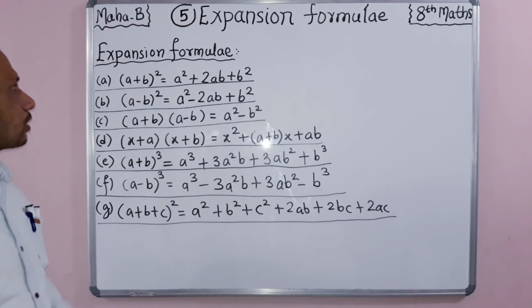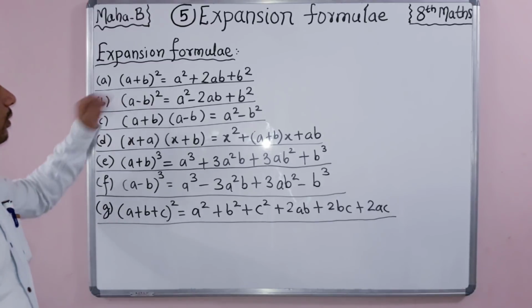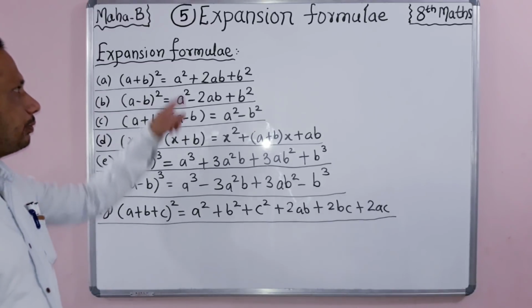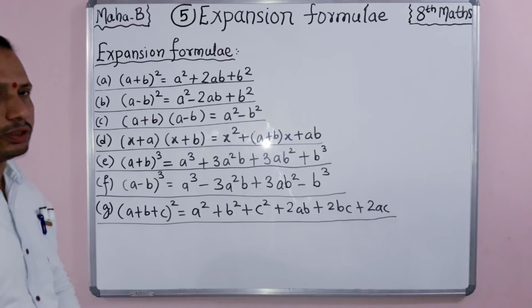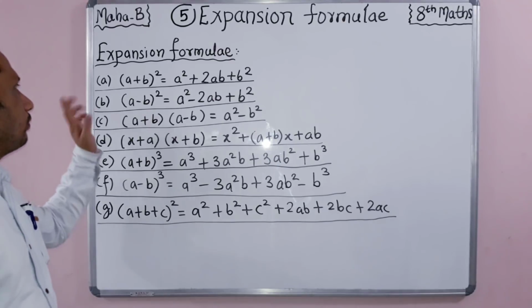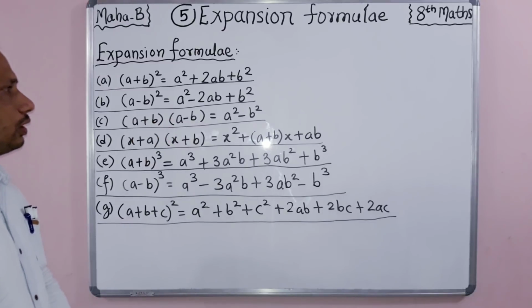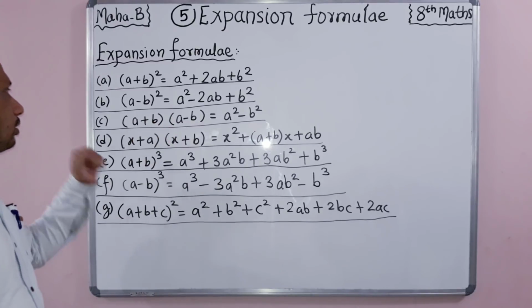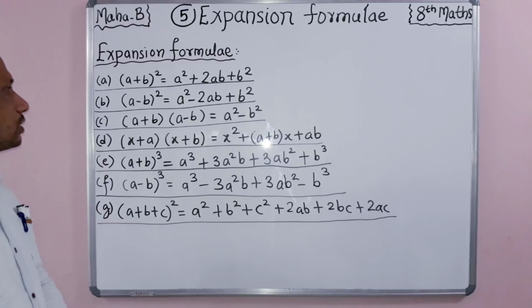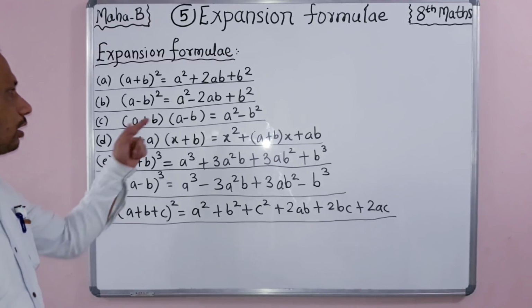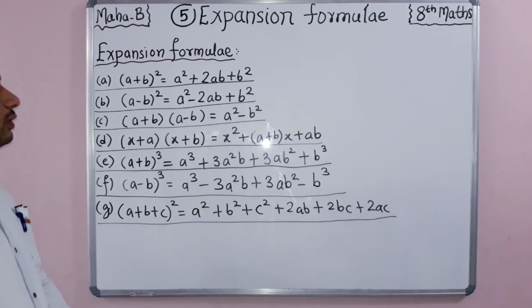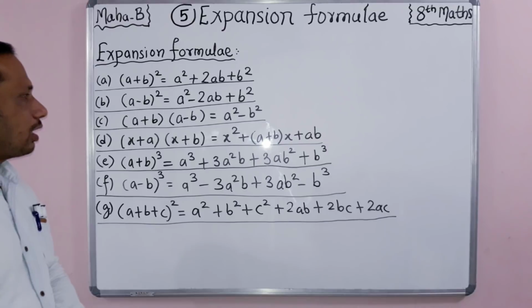Now see the first formula: (a plus b) whole square is equal to a square plus 2ab plus b square. What is the second formula? (a minus b) whole square is equal to a square minus 2ab plus b square. Then the third formula: (a plus b) into (a minus b) is equal to a square minus b square.